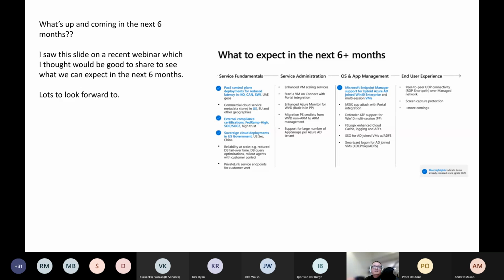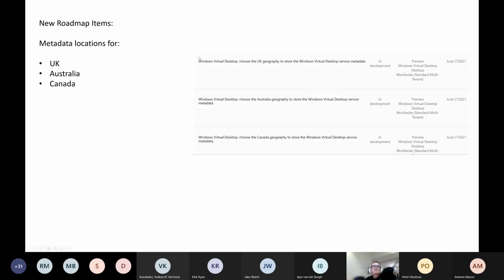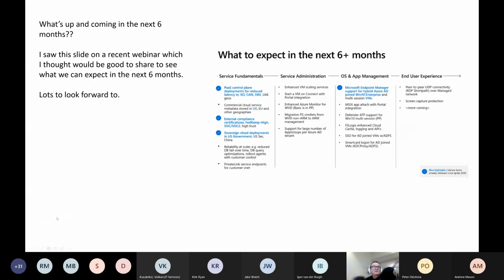And I thought I shared a slide as well. I was on a recent webinar with Microsoft. This is basically what's upcoming within the next 6 months with WVD. As you can see, there's quite a lot of stuff coming up. We've got latency improvements coming, so more locations, and the metadata is coming, so you can store your metadata in more locations, which some companies require you to do for compliance reasons. They've also got increased compliance certifications coming up, which help with security.